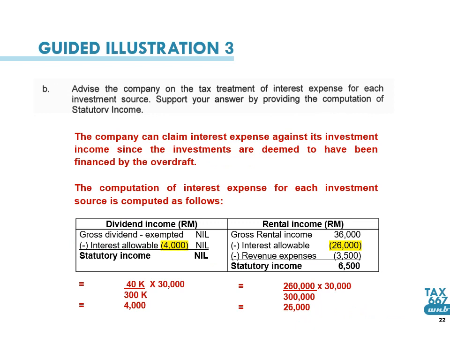Next, we move to the second part of the question. Advise the company on the tax treatment of interest expense for each investment source. Okay, so here kita punya jawapan sepatutnya the company could claim interest expenses against its investment income. Dia kena apportion lah berapa interest expenses yang belong to the dividend and the rental income. Kenapa dia boleh claim interest? Because these two investments are deemed to have been financed by the overdraft facility.